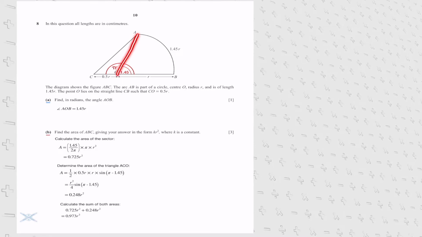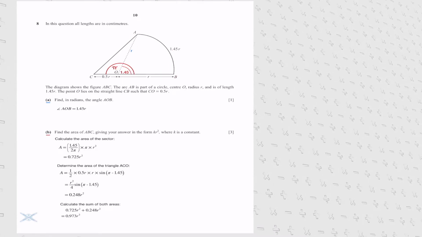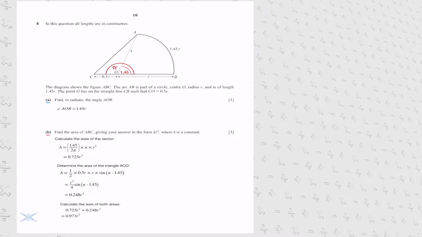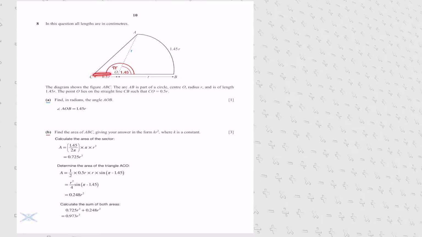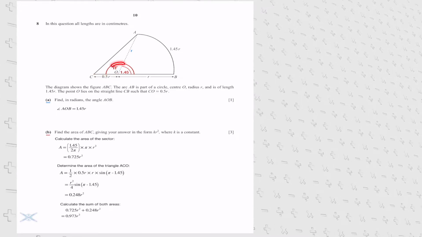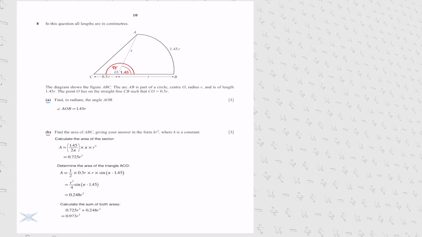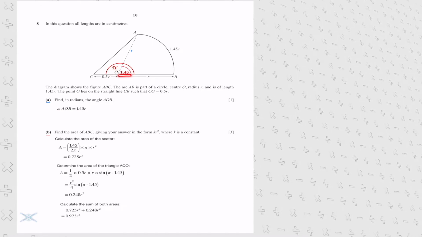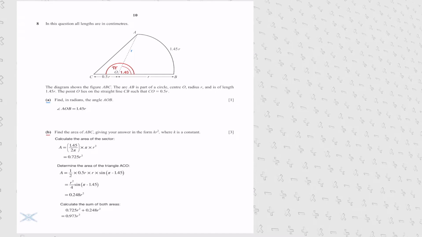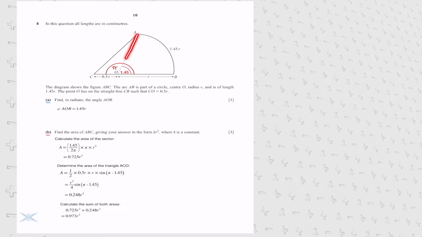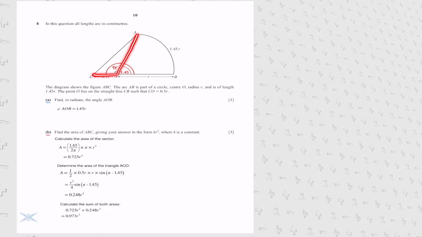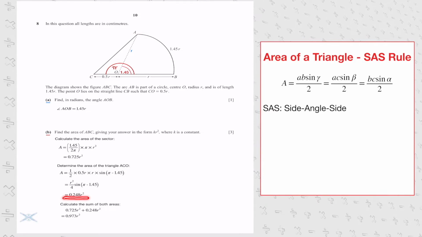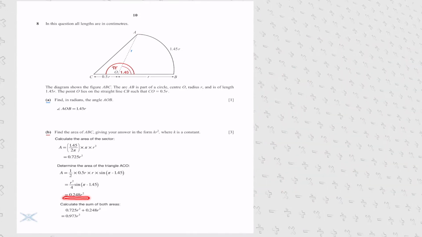In a second step, we will determine the area of the triangle ACO. Since AOB is a sector, we can conclude that the distance between O and A is the same as that between O and B, thus this length will be r. We are also provided with the distance between C and O, which is 0.5 r, as well as with the portion of this angle, which can be calculated with the help of our result from part A of this exercise, for which we just have to subtract 1.45 from pi. The area of this triangle can now be determined using the formula for SAS triangles, SAS standing for side, angle, side, which you can find on the right-hand side of your screen. Employing this formula will let us conclude that the area of this triangle is 0.248 r squared.